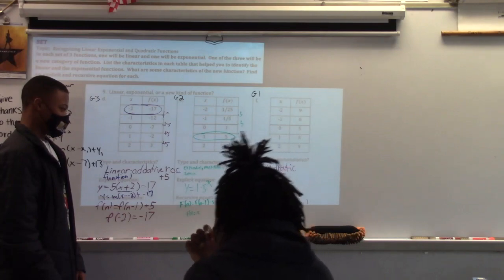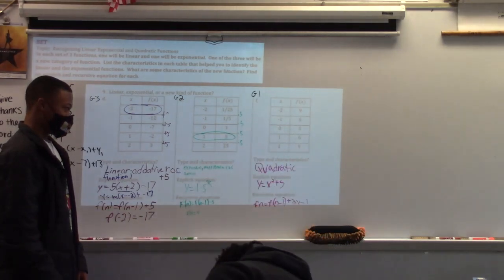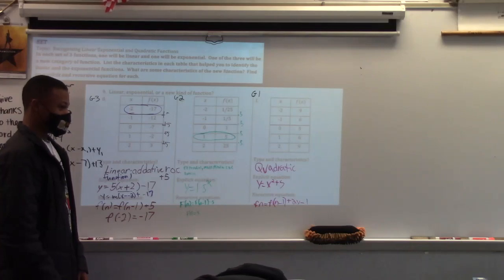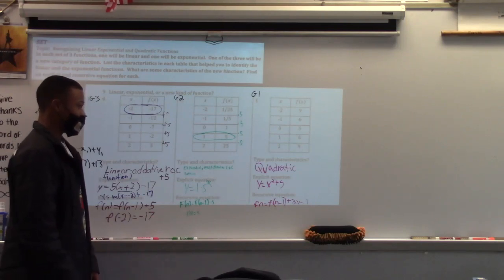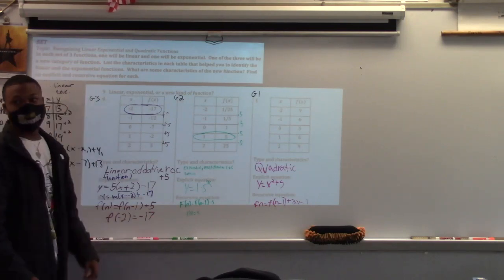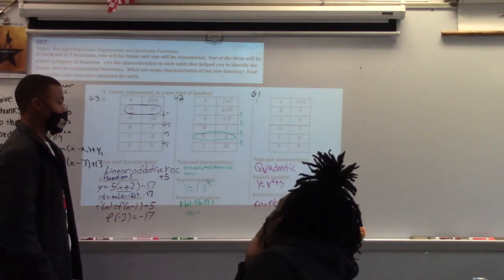Got deer in the headlights, we're not sure? Does anyone remember in group 2 which point you used? Which point did you use? We used 0, 1, right? Everyone's 0, 1. So it's okay, I just want to point out, in the recursive, you use that point 1 comma 5, but in the explicit, you use 0 comma 1. Why would it be a good idea to use 0 comma 1 to write the explicit equation?